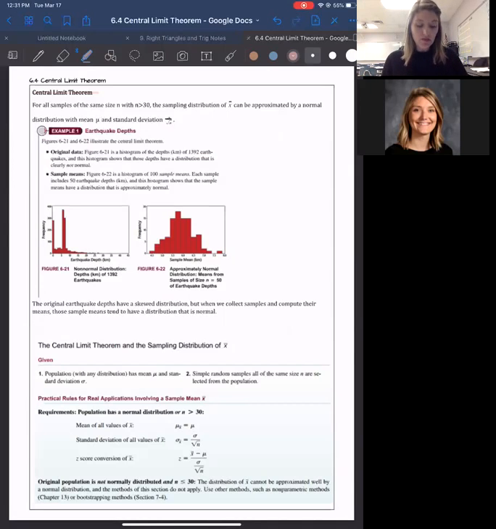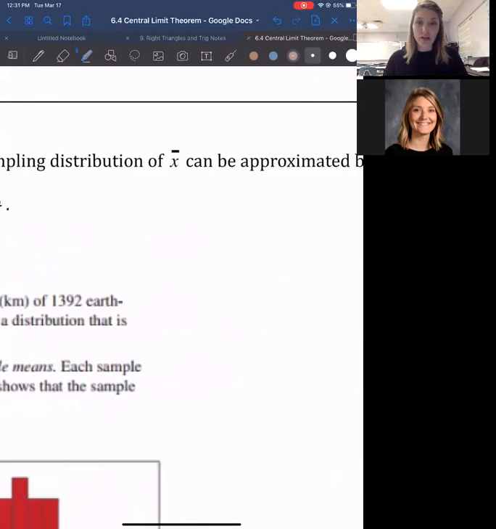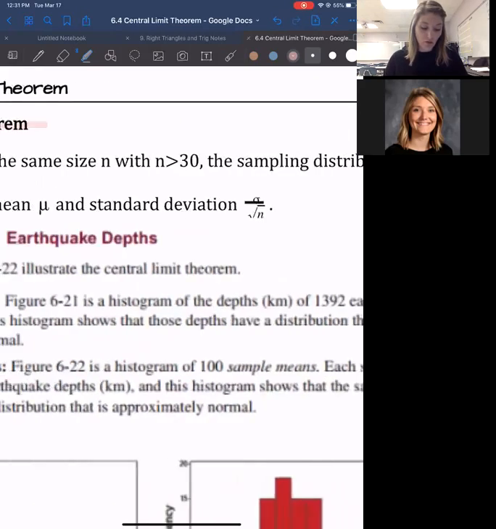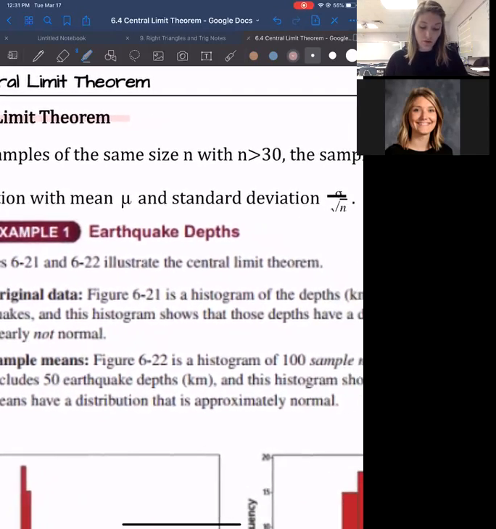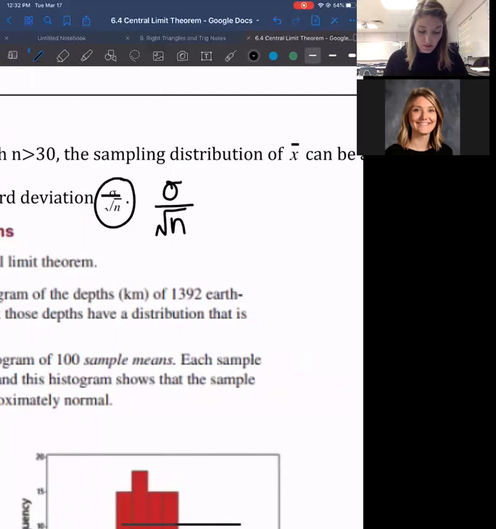Okay, so the central limit theorem says for all samples of the same size n, with n being greater than 30, the sampling distribution of x̄ can be approximated by a normal distribution with a mean of mu and a standard deviation. And this is a little bit hard to read right here. This says sigma over the square root of n. Now remember that sigma is your standard deviation, and n is your sample size.